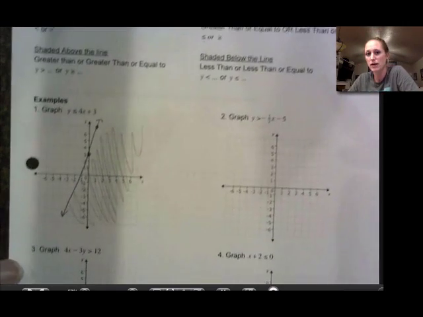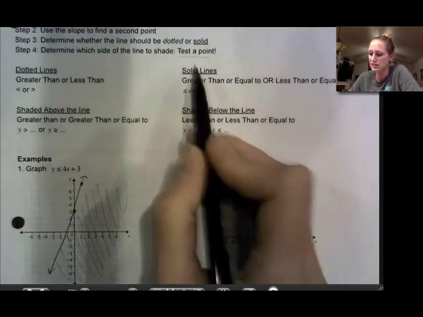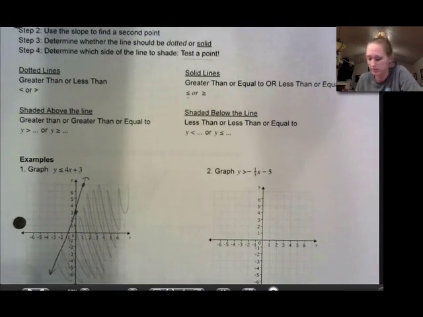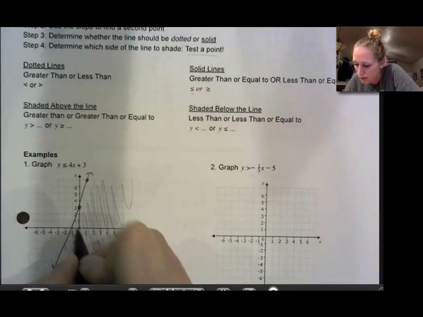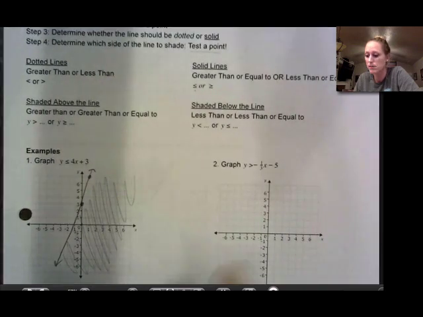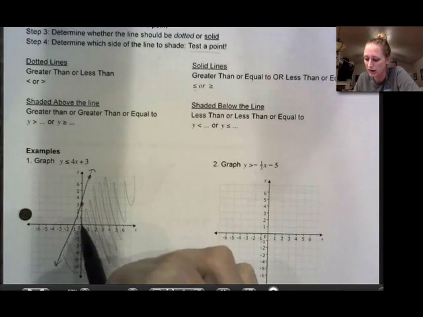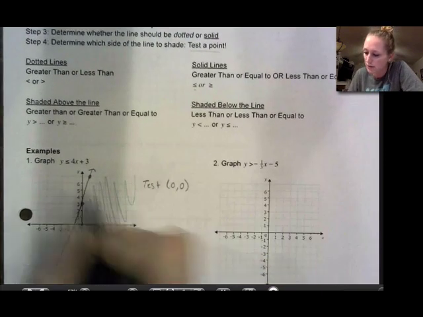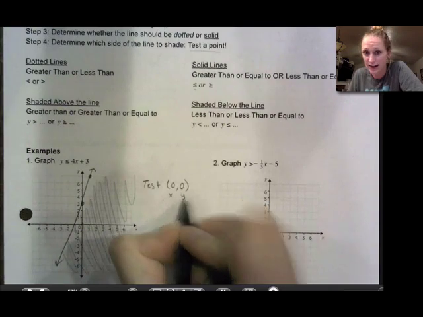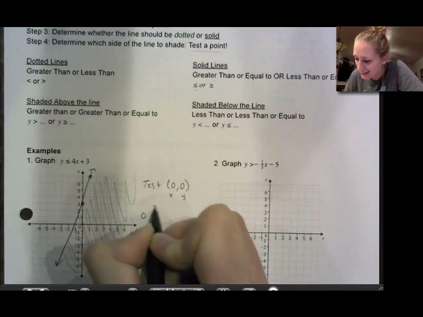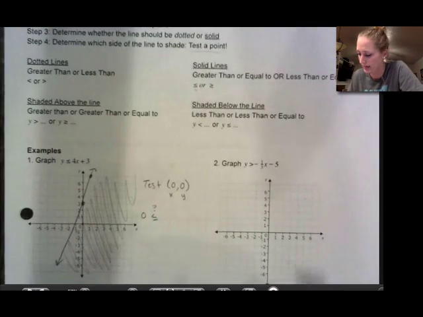Now the test a point piece that was in our steps. Test a point, since I'm thinking that I shaded correctly. I want to check a point. I always like to pick zeros if I can, so 0, 0. Should that point be in the shaded region? If it should, my inequality should be true. So the point right there is 0, 0. So I'm testing 0, 0. I'm going to plug in 0 for x and 0 for y into my inequality, and I'm asking, is it true?